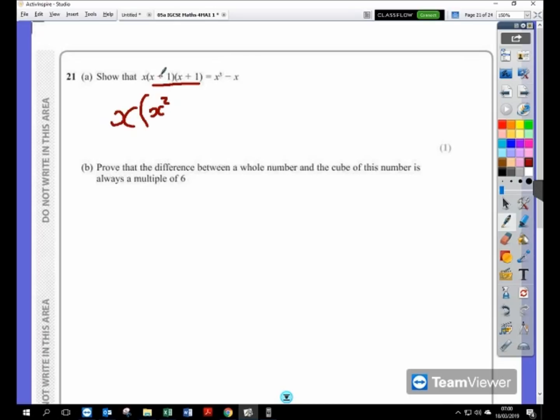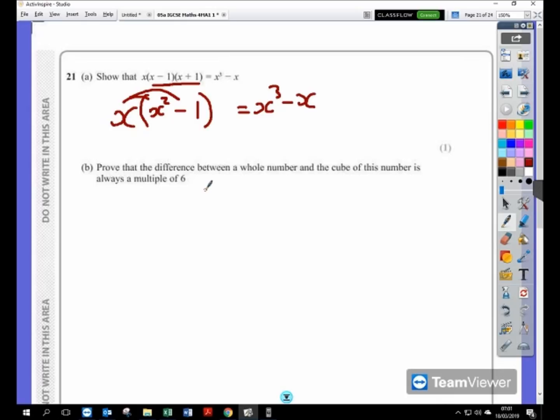So when you expand it, you end up with x squared plus x minus 1 plus x minus x cancels, so you end up with x squared minus 1. Then when you expand this bracket, you get x cubed minus x. Job done.